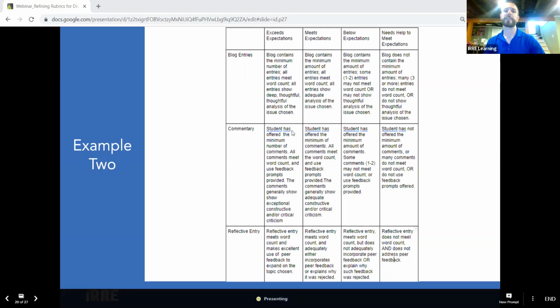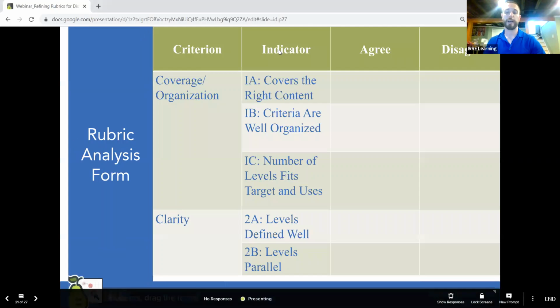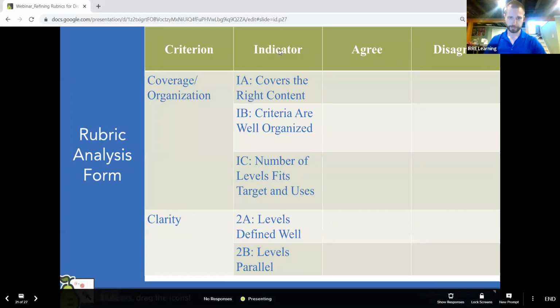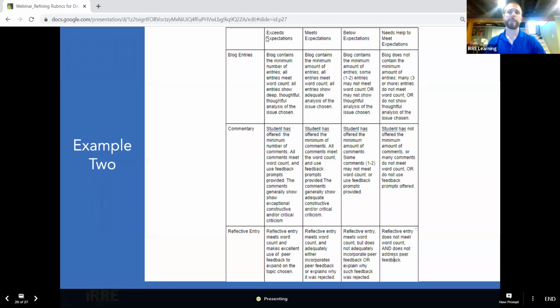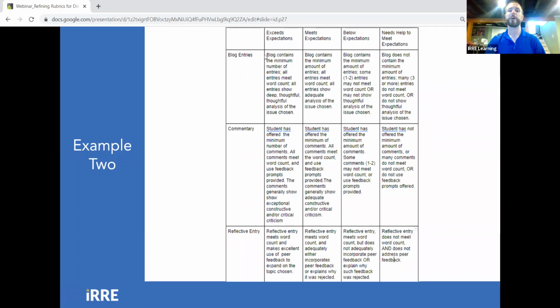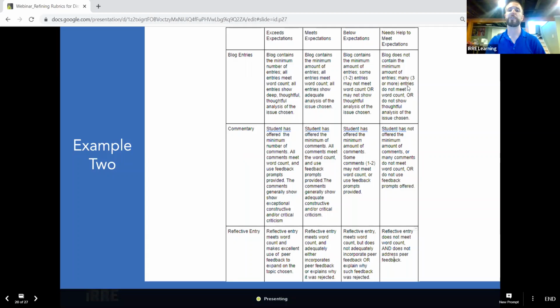So again, it has levels of quality from, in this case, 4 to 1, from exceeds expectations all the way down to needs help to meet expectations. It does lay out some indicators or criteria on the side. And those levels of quality are defined by things like meeting the minimum number of entries, meeting word count, showing deep and thoughtful analysis, all the way to not meeting those areas.